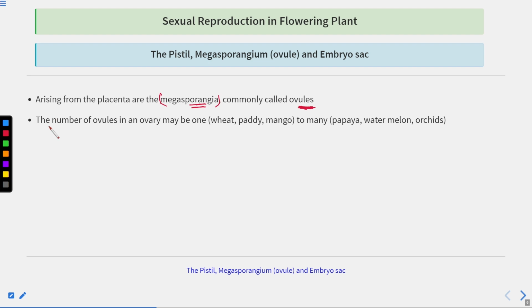Clear? Now the number of ovules in the ovary may be one, for example in wheat, paddy and mango, or it can be many. Many ovules can be present within the ovary, for example in papaya, watermelon and orchids. And you know, ovules give rise to the seeds, and the ovary gives rise to the fruits. Clear? And in angiosperms, the ovules, or you can say seeds, are enclosed within the ovary wall. Clear?